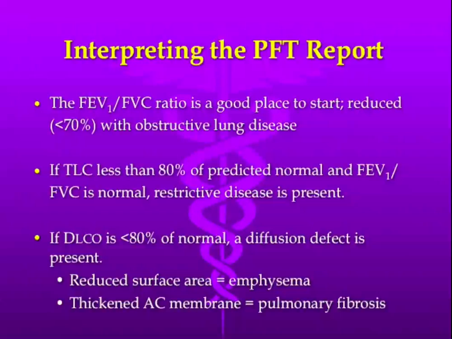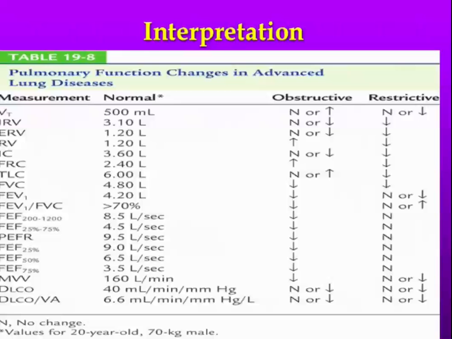Okay? If your DLCO is less than 80% of normal, a diffusion defect is present. You could have a reduction in surface area participating in gas exchange, which would be your emphysema. You could have a thickening of the AC membrane, which would be pulmonary fibrosis.